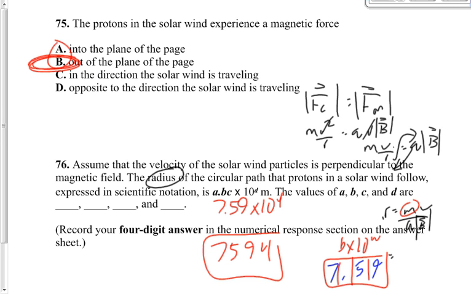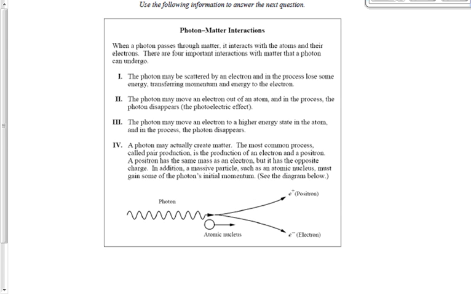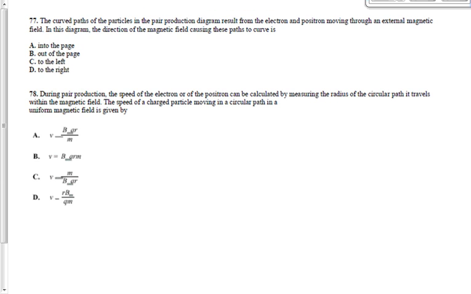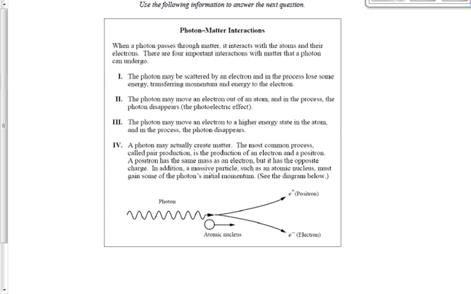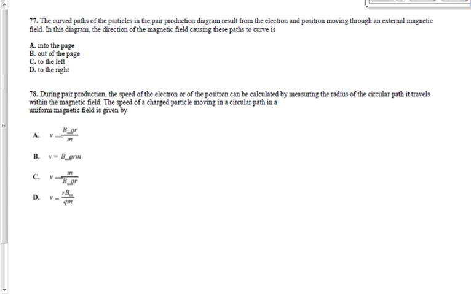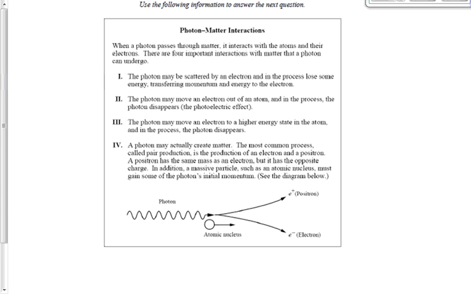Okay, let's take a look at, yeah, you know what? Let's take a look at one more question here. The question I want to look at now is 77. Don't worry about 78 right now. It's just 77. It goes to this information on photon matter interactions.